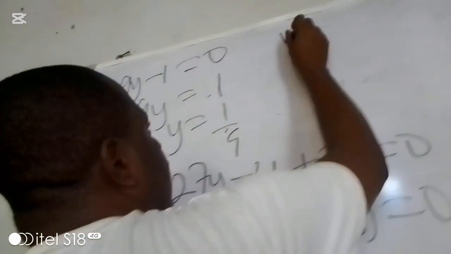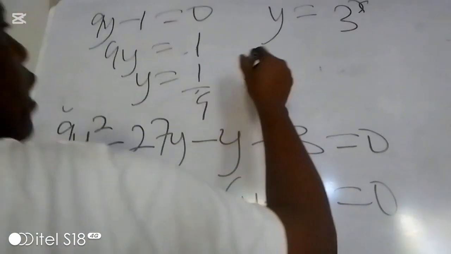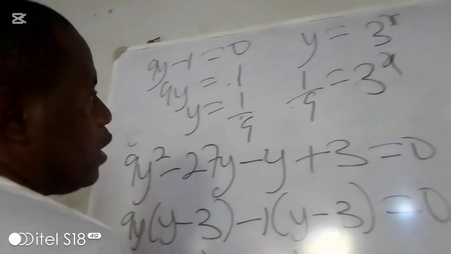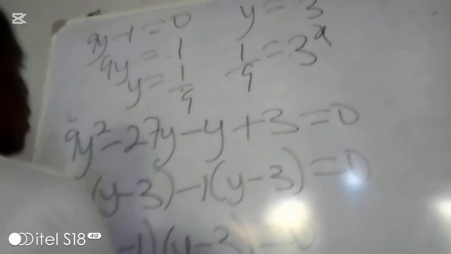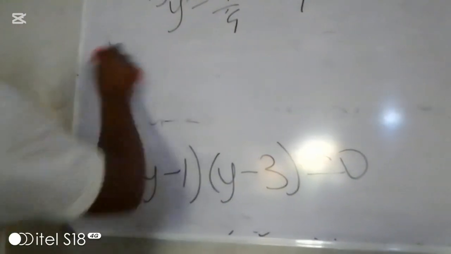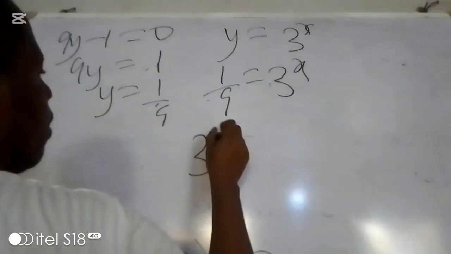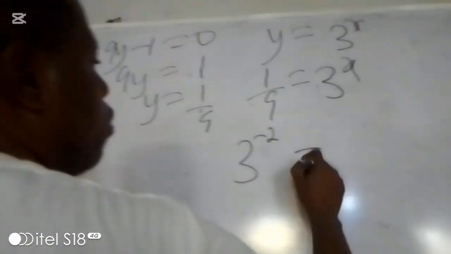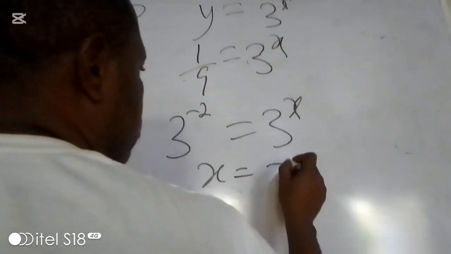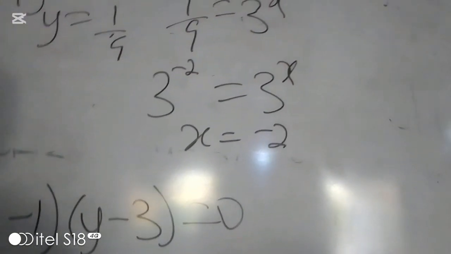But remember we said y equal to 3 raised to the power x. So you have our y as 1 over 9, so 1 over 9 equal to 3 raised to the power x. Remember this 1 over 9 can be written as 3 raised to power minus 2, equal to 3 raised to power x. So our x now equal to minus 2.